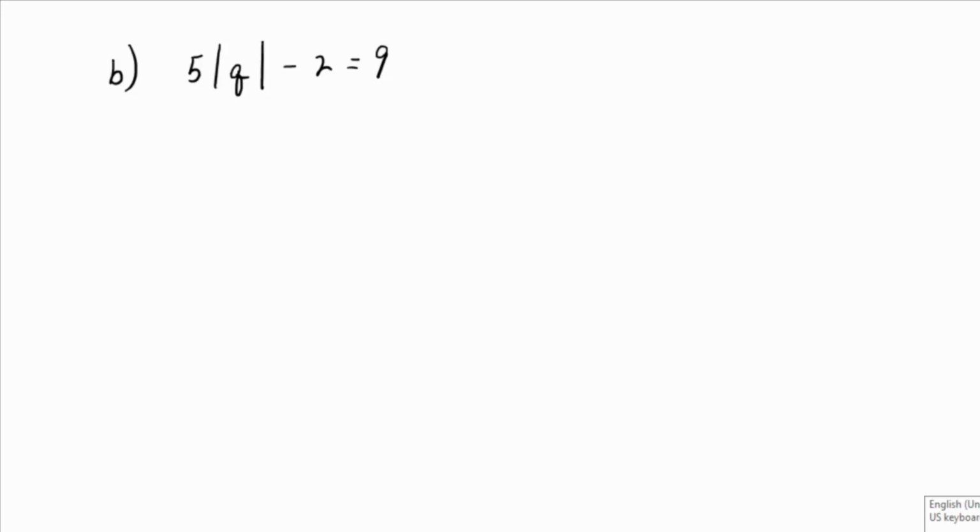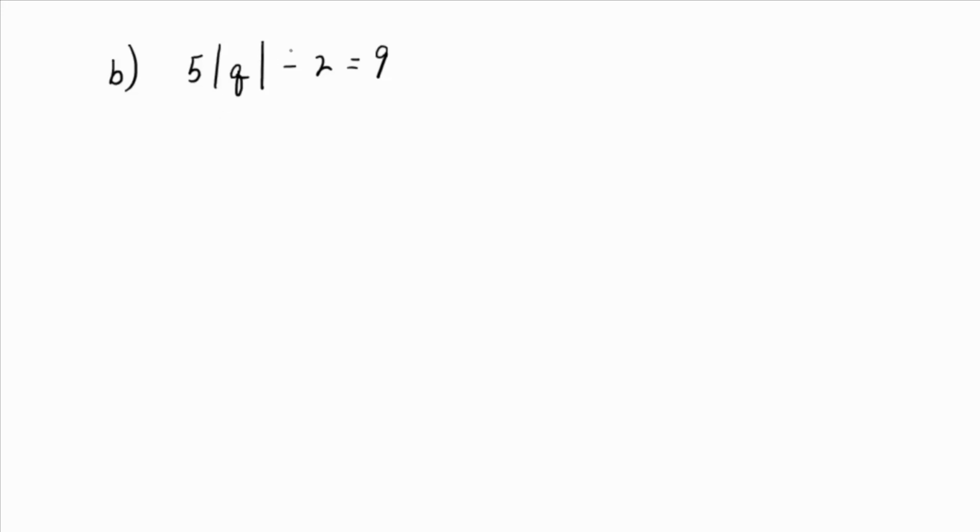Part B, let's solve 5 times the absolute value of q minus 2 is equal to 9. Now there's an additional step here. In order to use that technique above, where you set the guy inside the absolute value equal to the guy on the right side or the opposite of the guy on the right side, you've got to have the absolute value isolated. You have to have it by itself on one side.